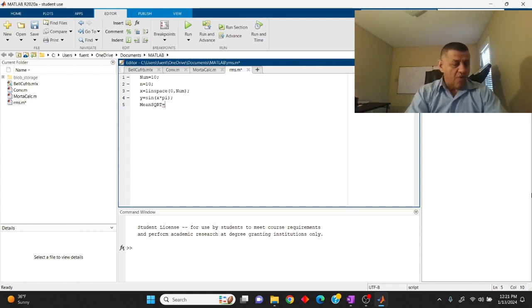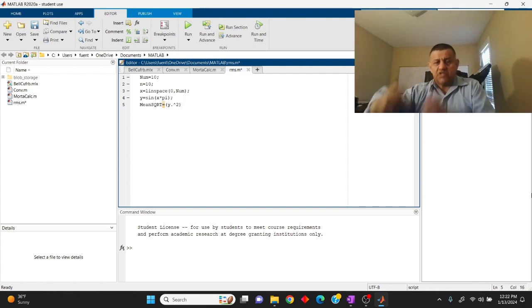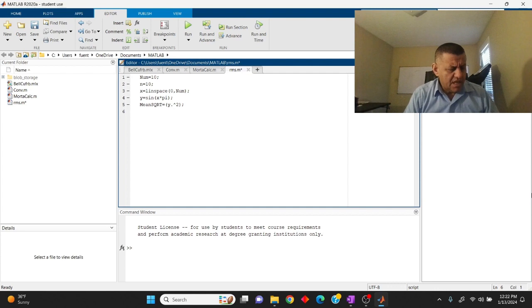Okay, so how do we do that? For this one, what we do is the following. We put y, and then we put a dot, and then a square, 2 like that, with a little caret. That is saying that I'm taking this vector of y and squaring each element of y. That's MATLAB doing. MATLAB is a little different because it works with matrices.